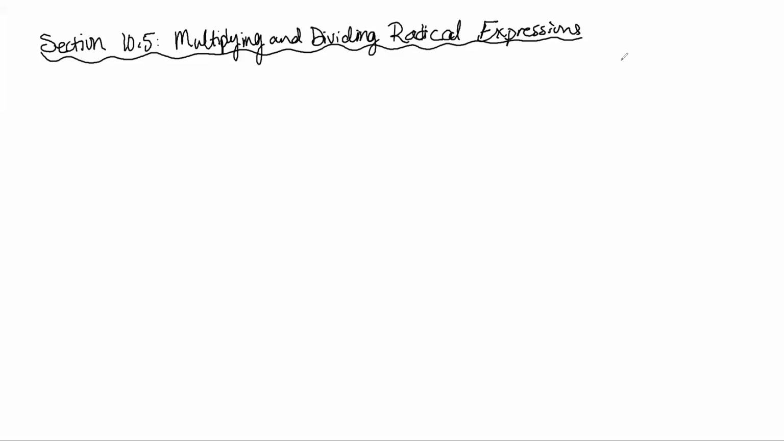Okay, so let's go ahead and multiply and divide with radical expressions. And one thing we'll actually see with dividing is that we're going to be doing something called rationalizing denominators. So before we get to that, we actually have to see how to multiply radical expressions.